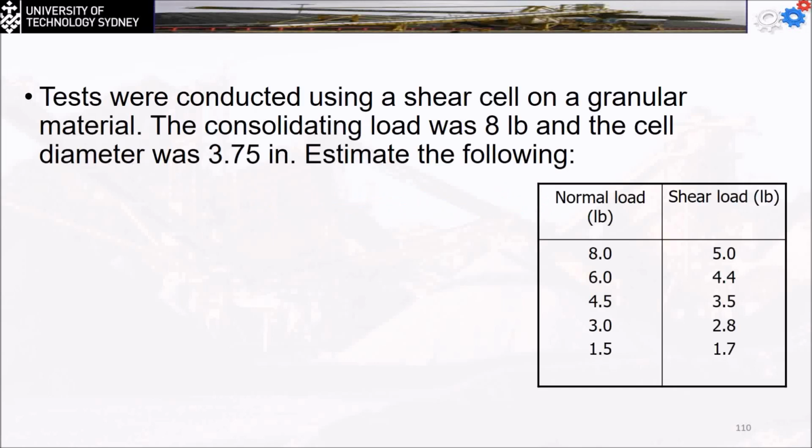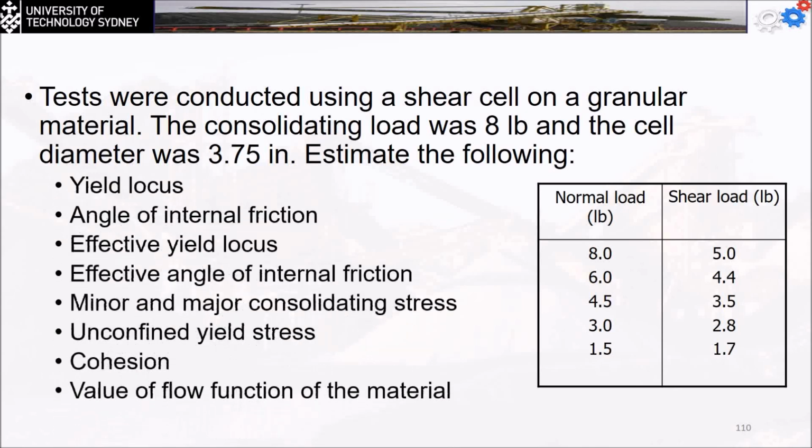We have a test using a shear cell on granular materials. The consolidating load was 8 pounds and the cell diameter was 3.75 inches. Estimate the following: first, the yield locus and the angle of internal friction; the effective yield locus and the effective angle of internal friction; the minor and major consolidating stresses; the unconfined yield stress; the cohesion; and the value of the flow function of the material.